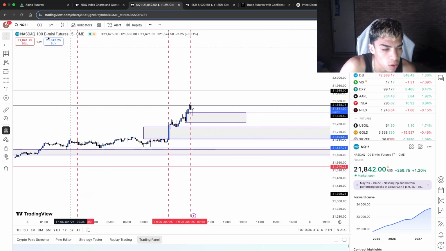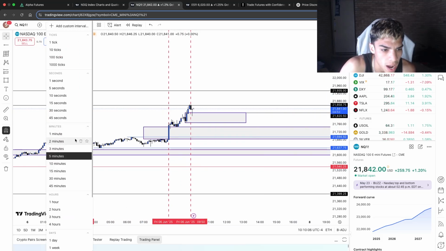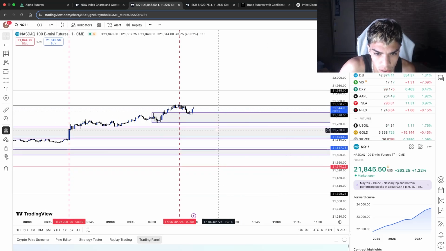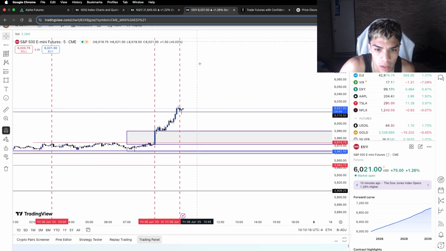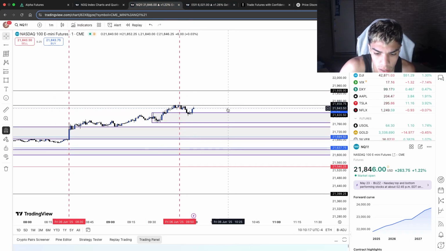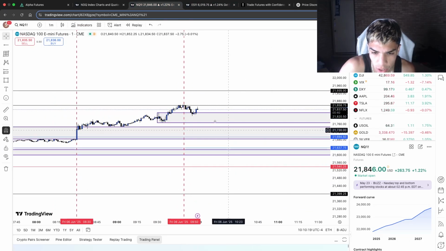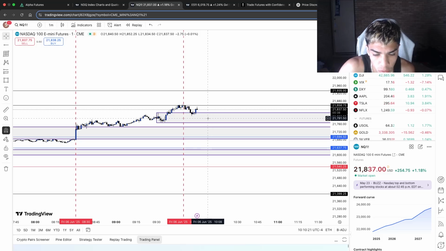Okay, so let's go down to 1 minute. I like that it got hit the breaker block / order block. Let's look at the chart over here. I want to see what it does. I don't want to rush the trade, like I said. Like yesterday we rushed it, but so far we're looking good.